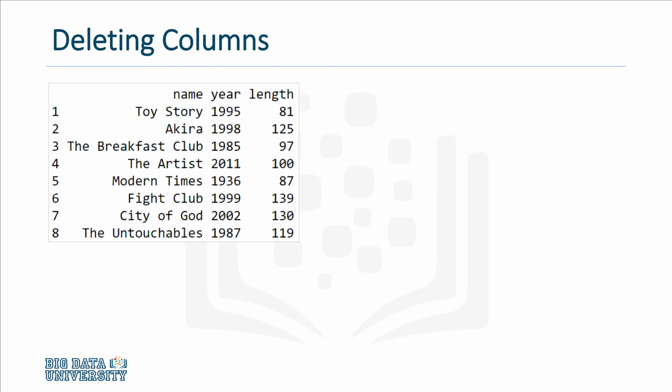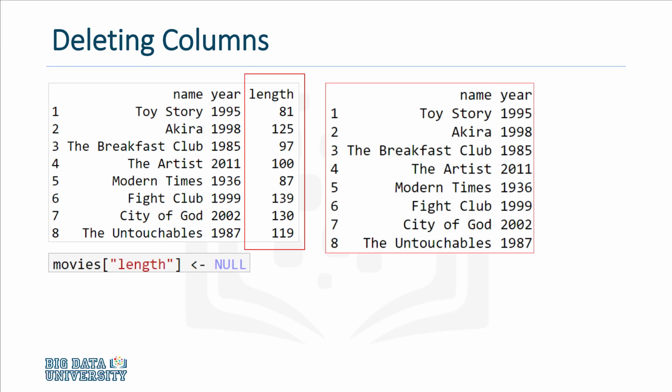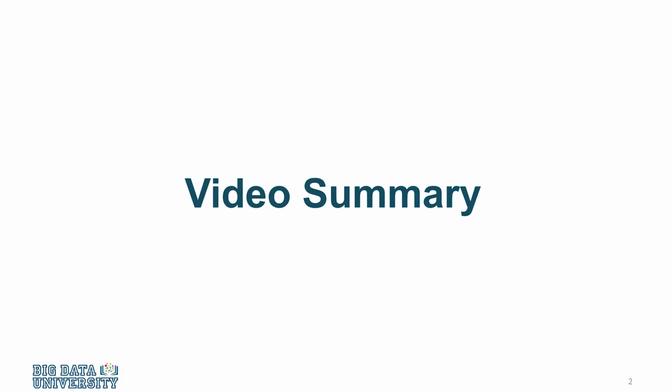In order to delete a column, like the length column here for example, all we need to do is assign a null value, like so. As you can see, this will remove that column from the data frame. By now, you should understand how to create and access a data frame, as well as how to make modifications.